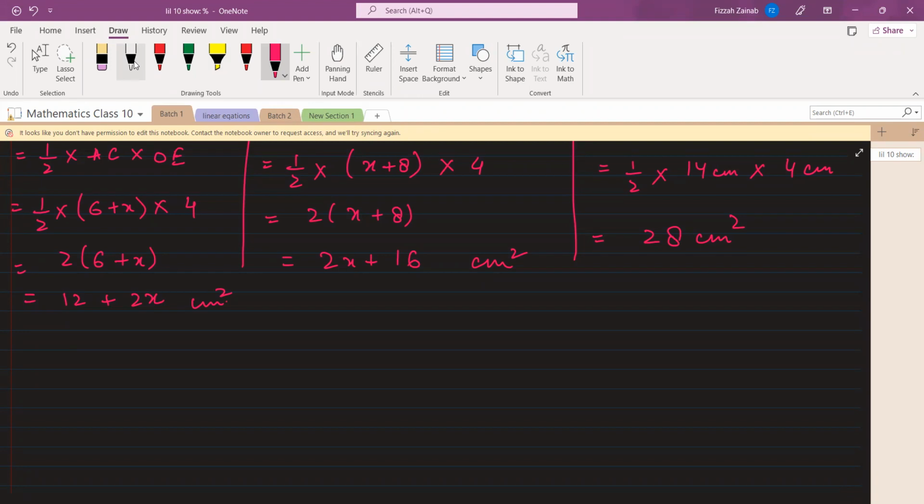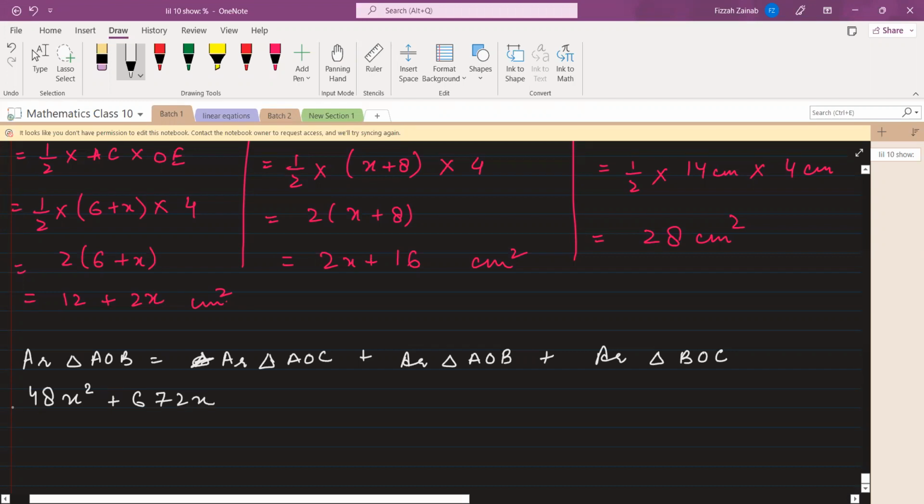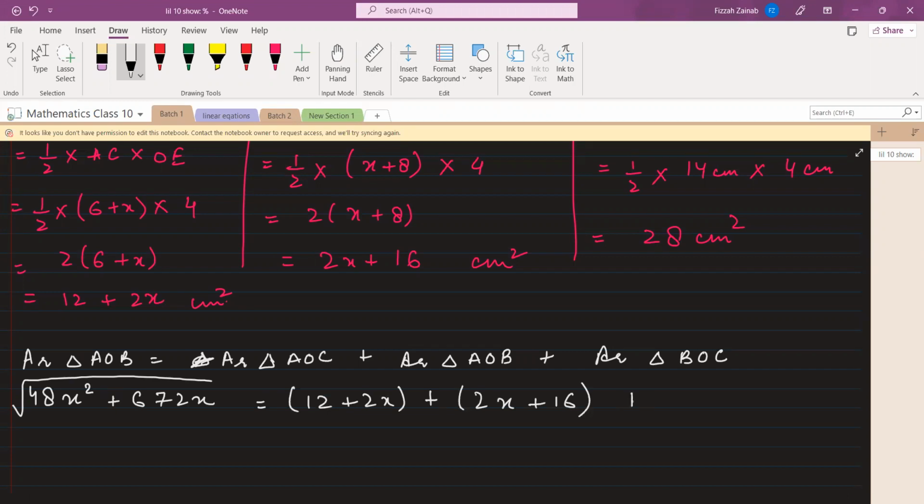Is that fine? Yes, ma'am. Okay. So now, area of triangle ABC is equal to area of triangle AOC plus area of triangle AOB plus area of triangle BOC. So this triangle area ABC, what was that? We have found 48x square, I think, and plus 672x, which was under root. Am I right? Yes, ma'am. Now AOC is 12 plus 2x. This is 2x plus 16, and this is 28.